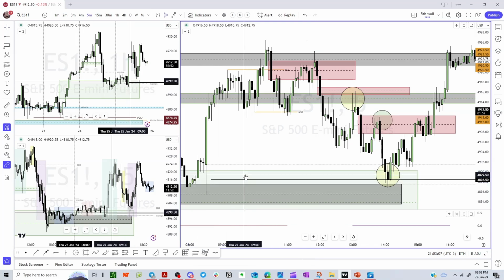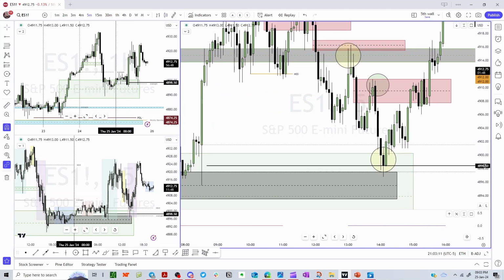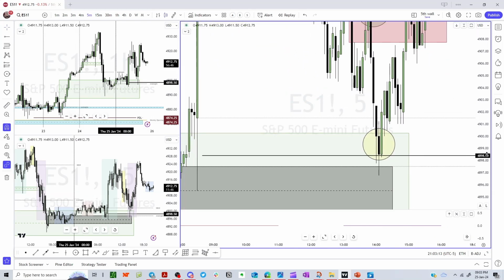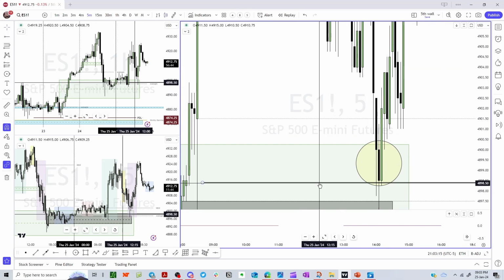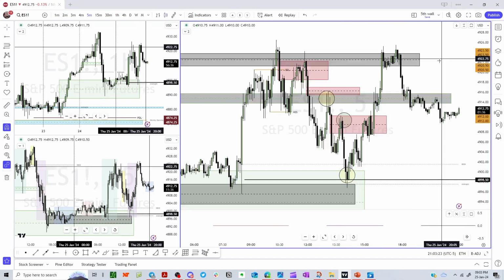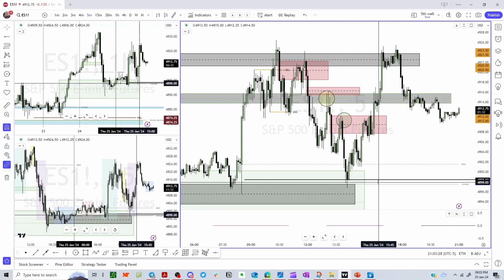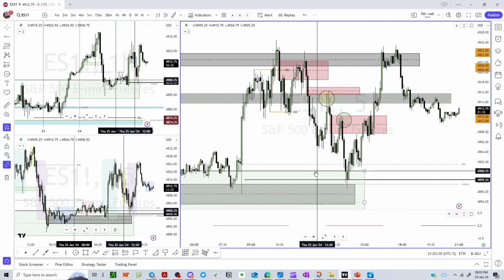But anyway, it's pretty decent. Definitely respected that 50% level. Didn't close beneath it. All the bodies were above it. Let's get rid of that.